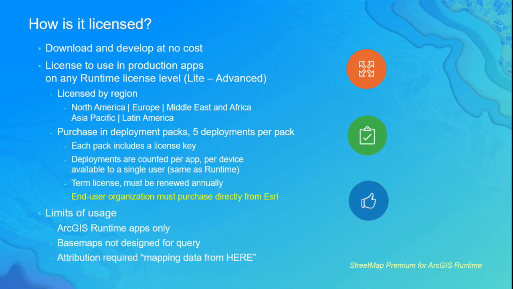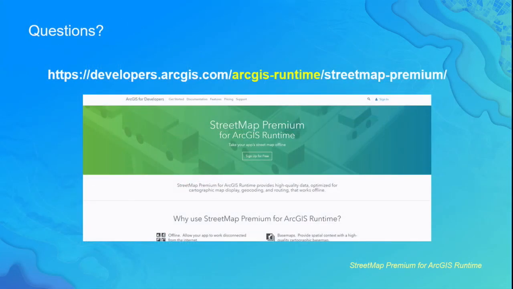And the last part here is limits of use. So, use in production. If you're working with data delivered as part of StreetMap Premium for runtime, it's designed for runtime use only. The base maps themselves, while there is underlying data, are not designed for query or identify operations. And attribution is required somewhere within your app to show that you're using HERE data. It doesn't have to be on the map, just somewhere in the app. We have a landing page for this on our developer site that includes a lot of this information and more. If you're looking for additional details afterwards, that's a great place to start.